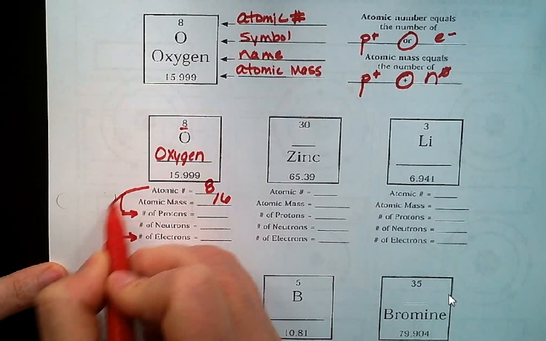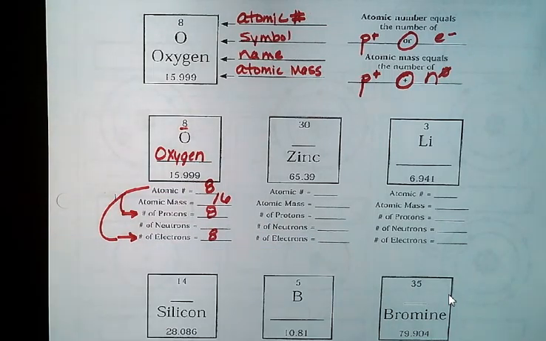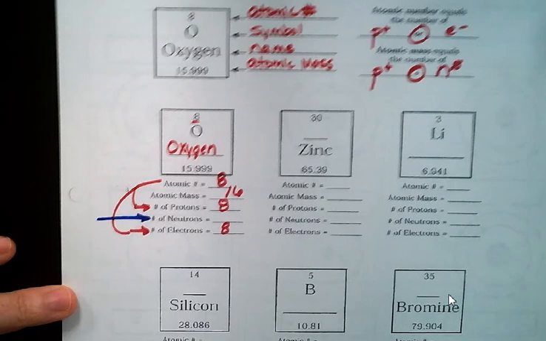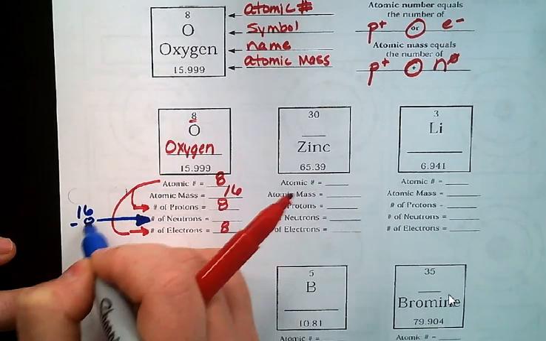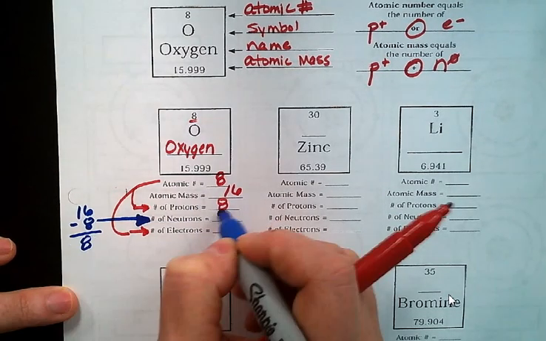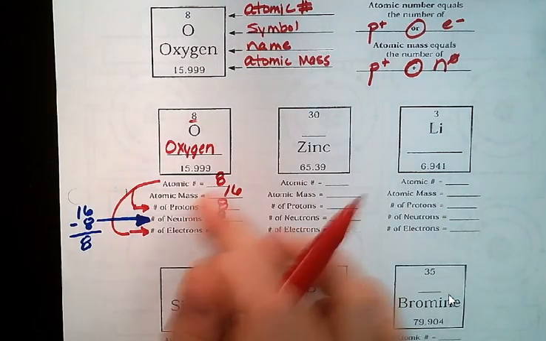Now for neutrons, I've got to do something different. I've got to subtract. In this case, I've got to take the atomic mass, which is 16, and subtract off how many protons, my atomic number, and in this case, I do get 8. Okay? But for zinc, it's not going to be that way. It's not going to be 888. It's not going to be the same all the way down.